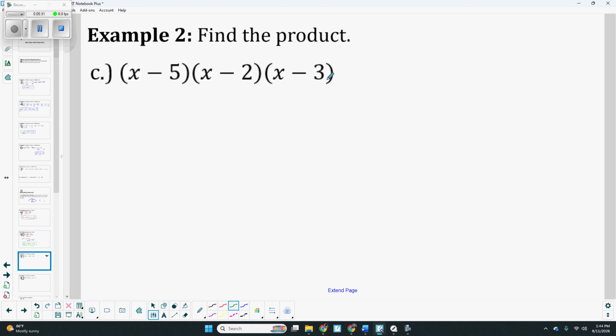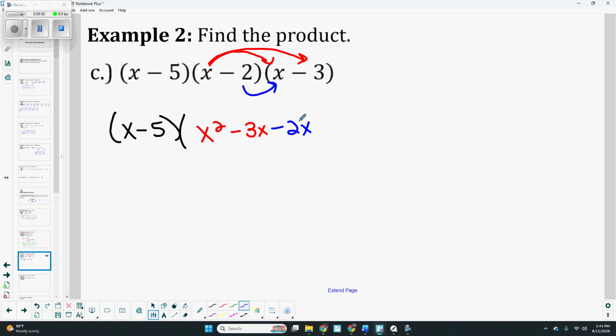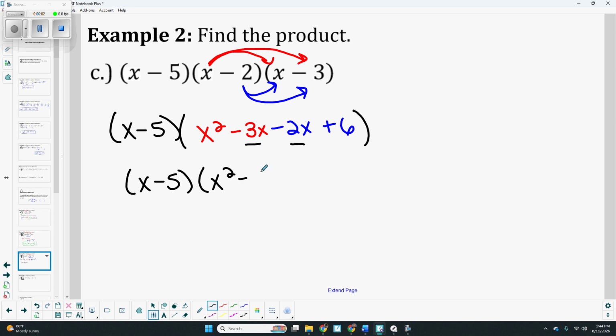For C, now I have 3 that I'm going to multiply. So I'm going to keep this first one in front for now. And I'm going to focus on multiplying these two. So that's going to be x times x to give me x squared, x times negative 3 to give me negative 3x, negative 2 times x to give me negative 2x, negative 2 times negative 3 to give me plus 6. So I do want to combine this before I distribute my last part. So that's going to be x squared minus 5x plus 6.